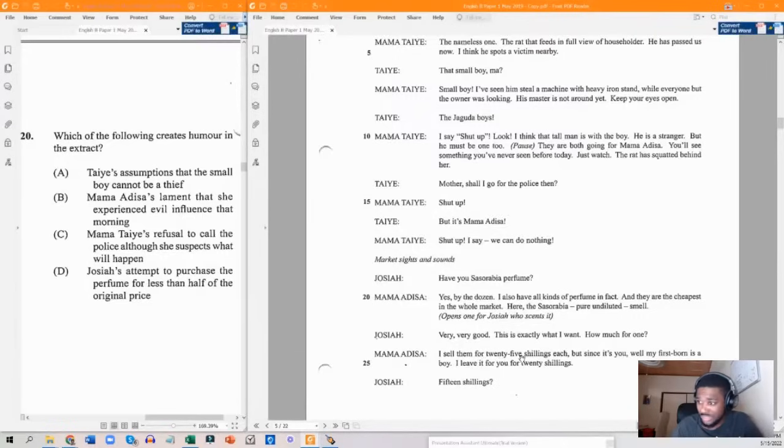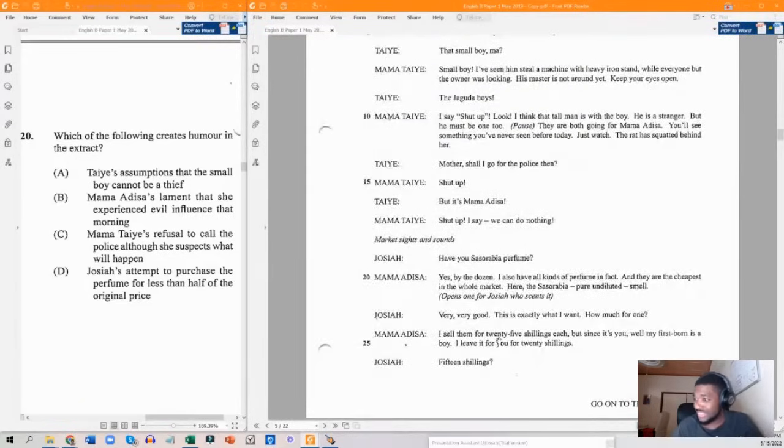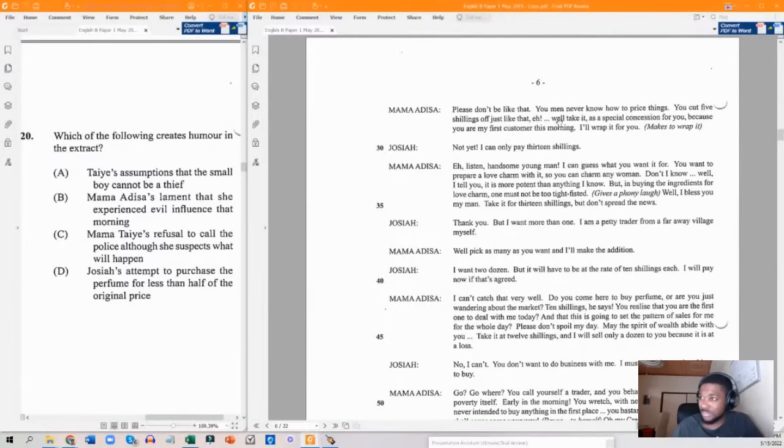Mama Adisa starts it off at 25 shillings. And Josiah says, what about 15? Mama Adisa hesitates, but she says, all right, fine. Josiah bargains down the price to 13. And eventually he tries to buy them for 10 shillings.